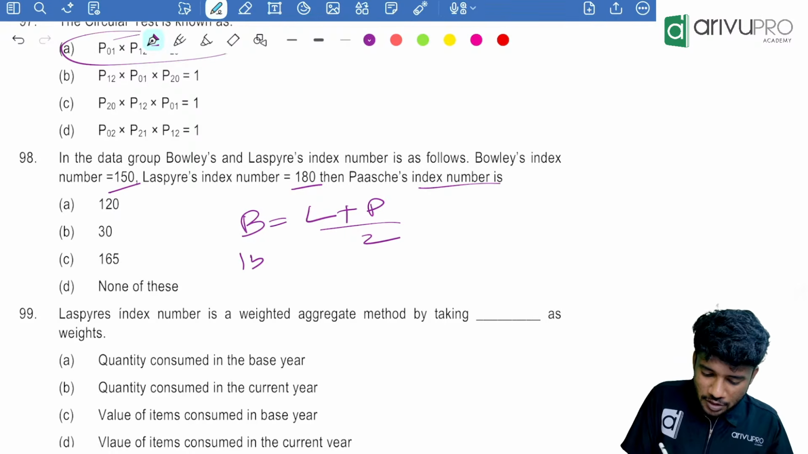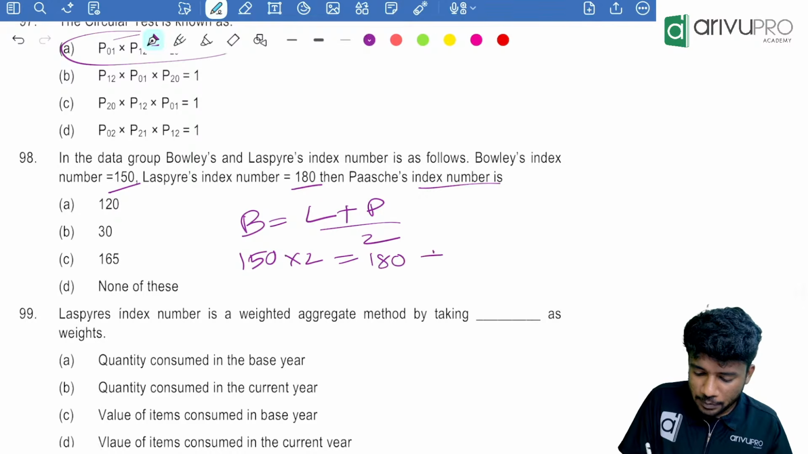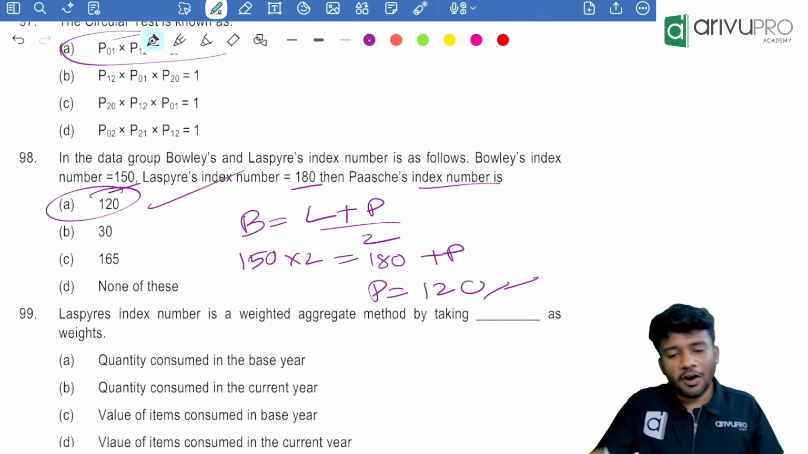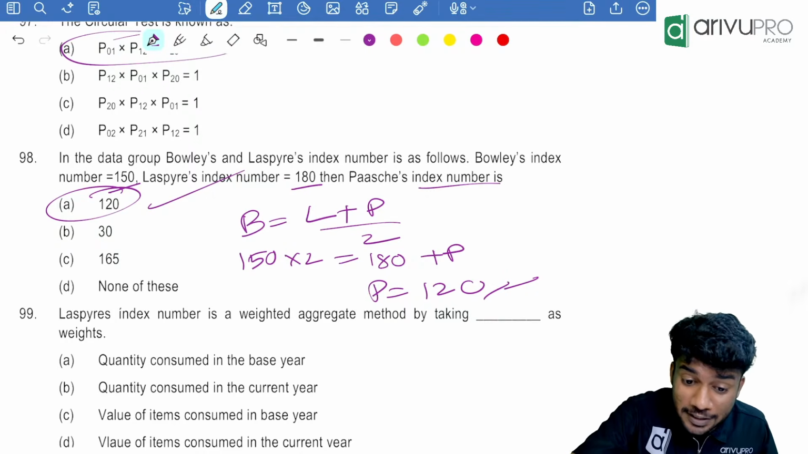So Bowley is how much now? 150 into 2, which is equal to Laplace is how much? 180 plus P. So 300 minus 180 is how much? P is equal to 120. Which option is the answer? Option A is the answer. I hope that you got it.